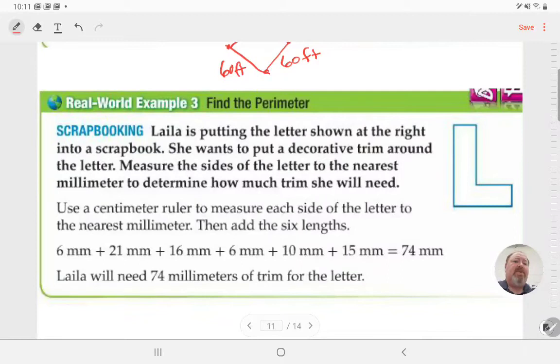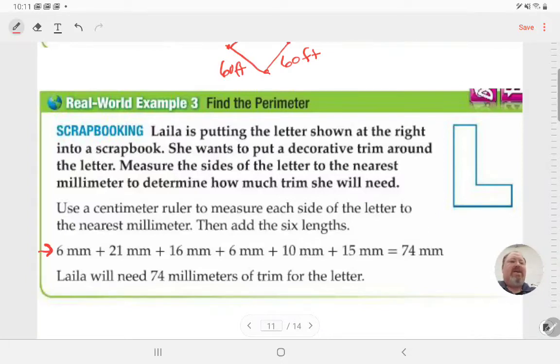Let's look at another one. It says Layla is putting the letter shown at the right into a scrapbook. She wants to put a decorative trim around the letter. Measure the sides of the letter to the nearest millimeter to determine how much trim she will need. So in this problem, it's telling you to use a ruler, measure it out, and see what you got. They've actually done this for us.